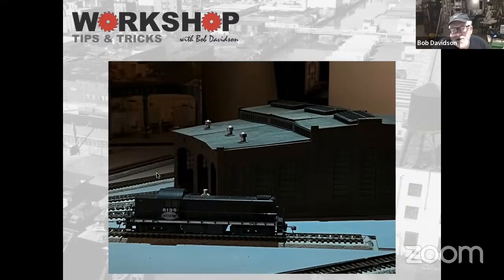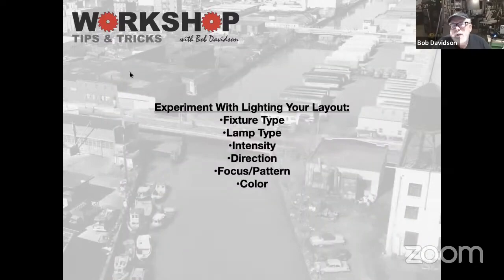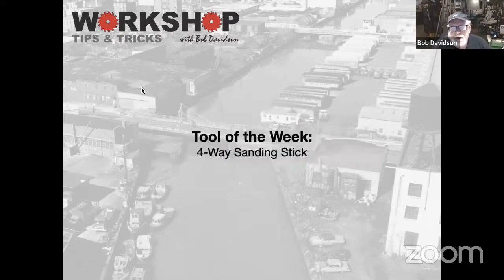So really some very interesting ways just to play around and have fun and experiment with different fixture types, lamp types, play with intensity, play with direction. We really didn't get into direction, whether you front light, top light, back light things, use focus and pattern, use diffused and non-diffused light, and then finally play around with some color. So that's kind of the lighting part of this. If there's any questions I can answer before I move on, I will answer them. If not, we'll move on to this week's tool of the week.